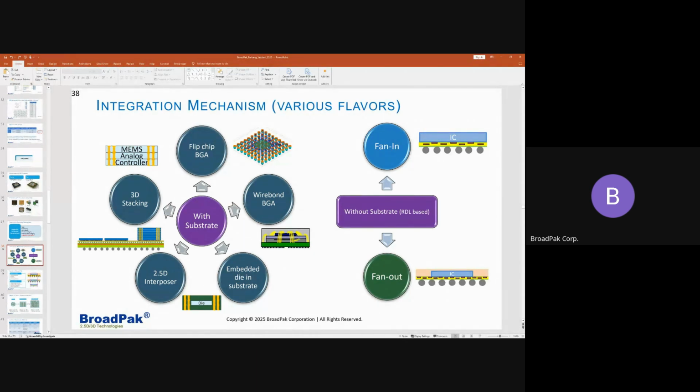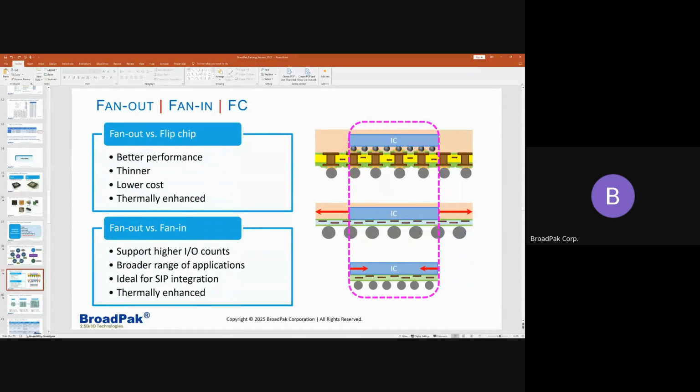So let's talk a bit more about fan out versus fan in versus flip chip. Here's a good comparison that shows what I mean. Here's a standard flip chip package. You've got a die and a substrate, which is overmolded, and you can see the form factor. You can do the same thing without the substrate, meaning the die is embedded in the mold, yet no substrate. We use a couple of RDL layers, manufactured on the surface of the mold and the die, to increase the pitch. Or you can do the fan in.